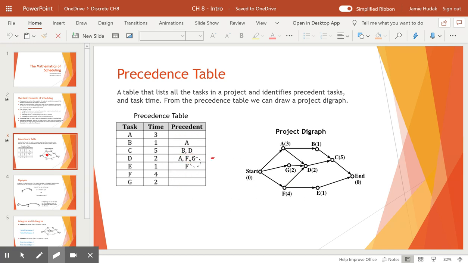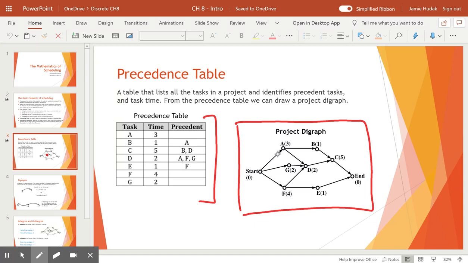So looking back at this, here is our table of precedence relations, and this is the project digraph. You'll see the arrowheads, which tell us the direction of flow of work that we're doing. So we went from start to task A, and from task A, we can go on to task B or task D, but D cannot be started unless G and F have already been completed, because we see that they all feed into here. And we will talk about how to draw these digraphs in a later slide.